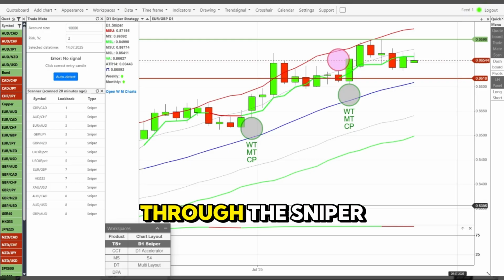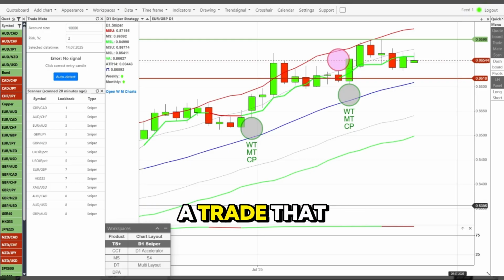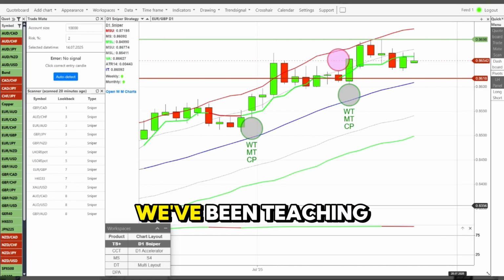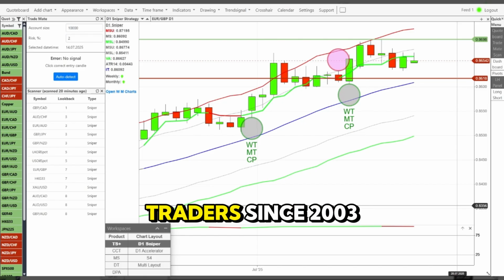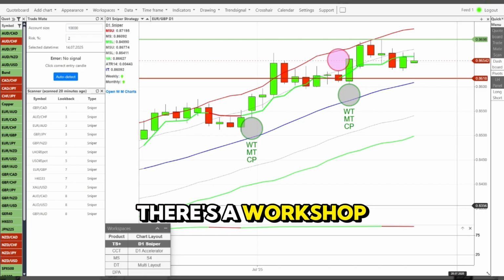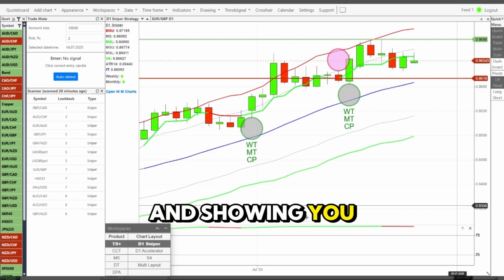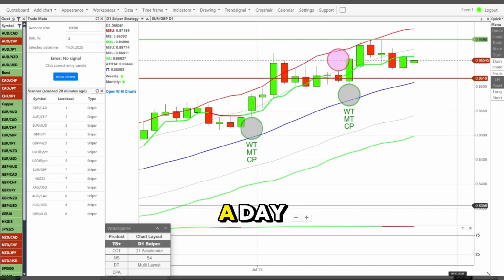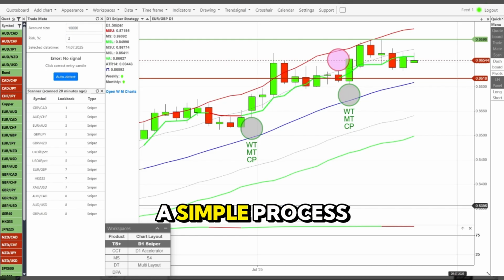I want to go through the sniper strategy with you quickly, a trade that took place on the euro versus the pound. Now, this is using a strategy that we've been using since about 2013. We've been teaching people in general and trusted by traders since 2003. There's a workshop tonight. We'll be using this strategy and showing you how you can trade from as little as 20 minutes a day. The good news is it's quite a simple process.